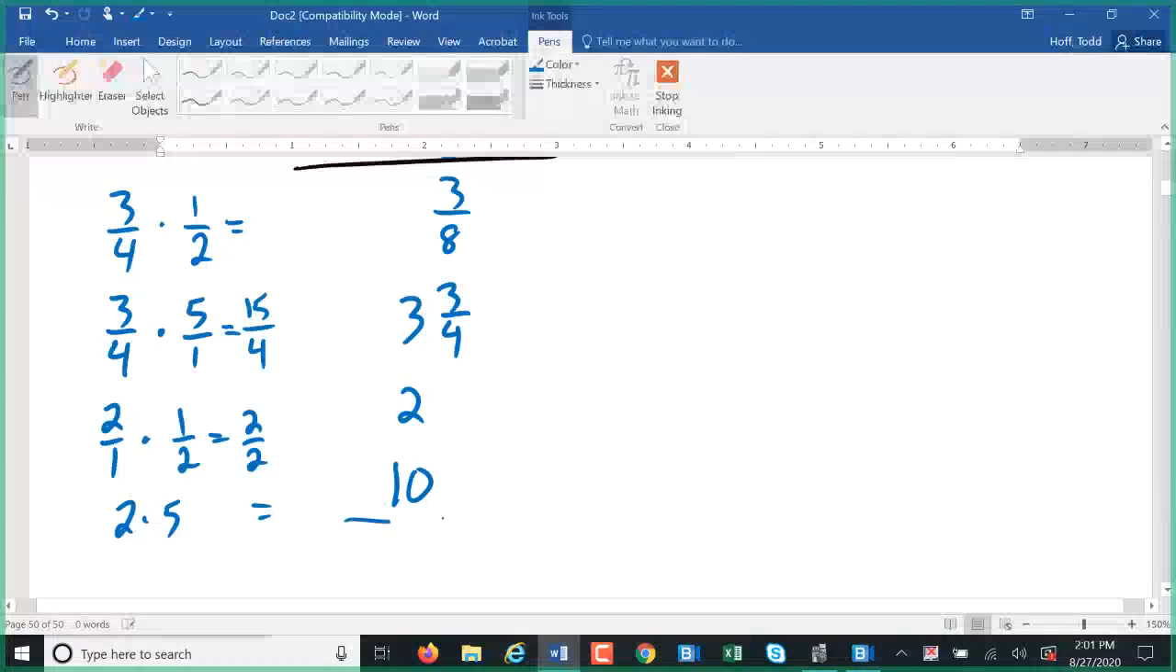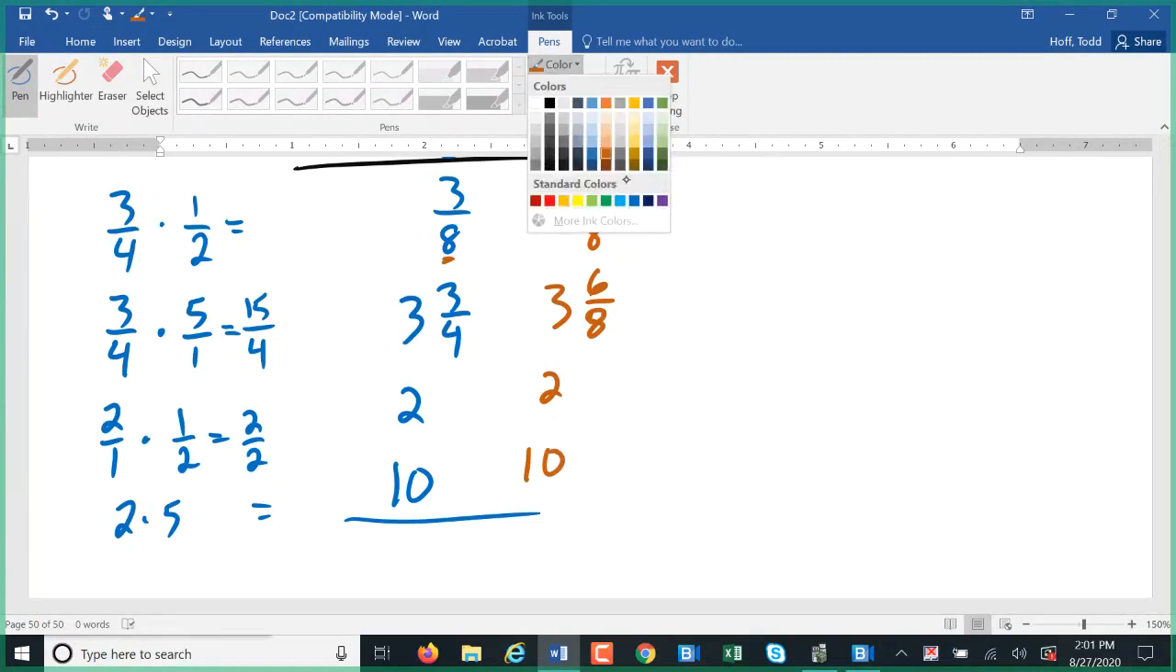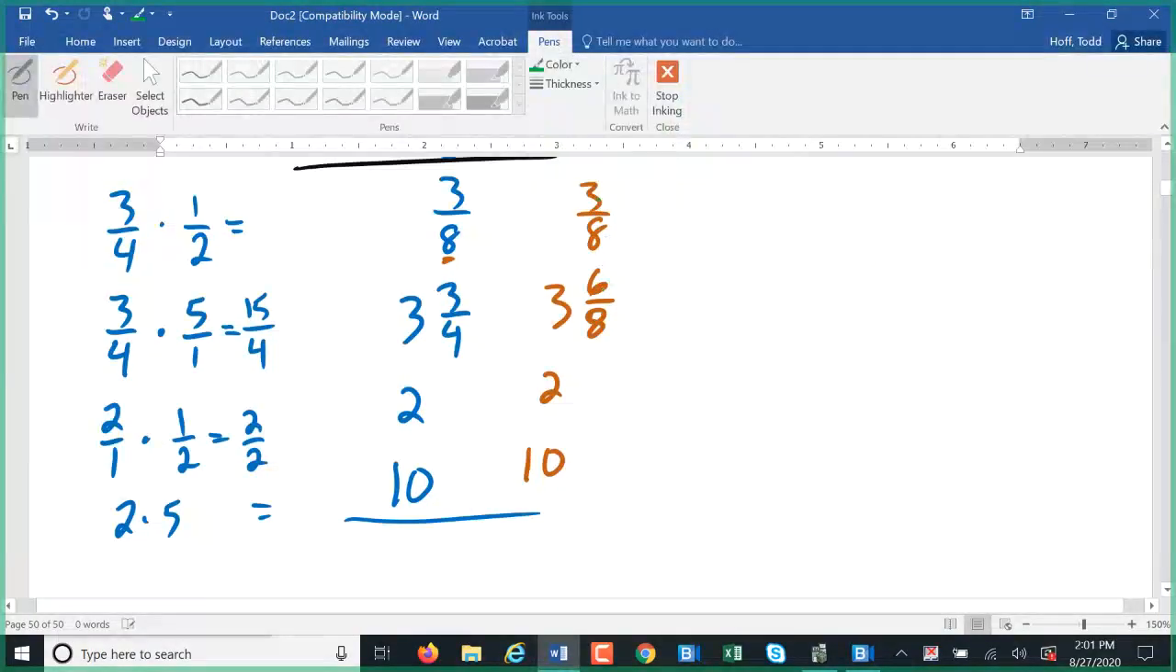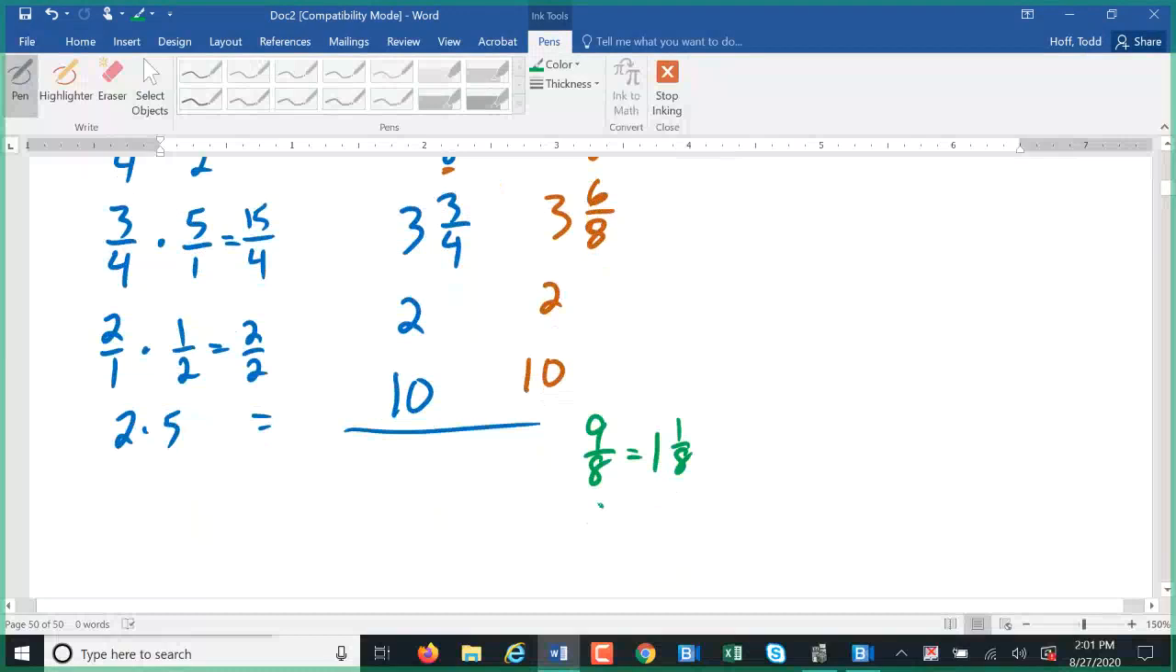Just 10. To combine these, we have to find common denominators. Common denominator is going to be 8. So the 3/8 stays the same. 3 and 3/4 becomes 3 and 6/8. We got the 2 and the 10. 3/8 and 6/8 is 9/8, which is 1 and 1/8. So we'll keep the 1/8. Carry the 1. 1 and 3 is 4. Plus 2 is 6. Plus 10 is 16.